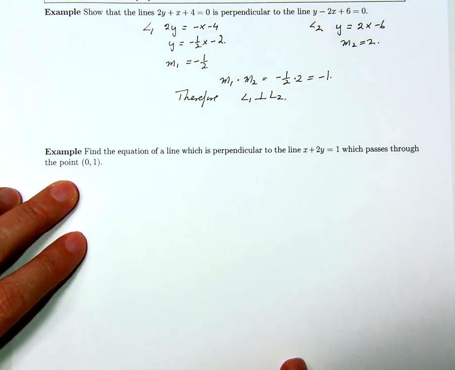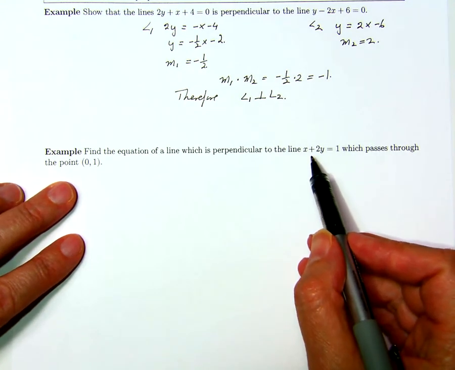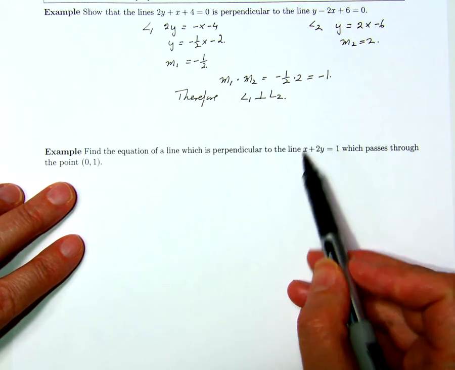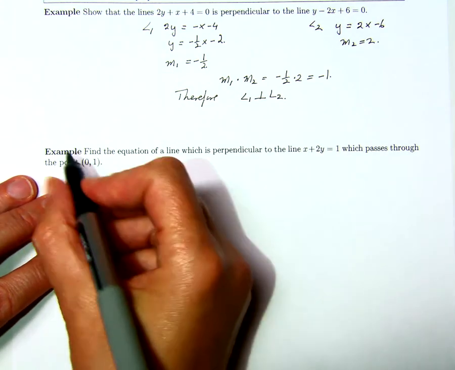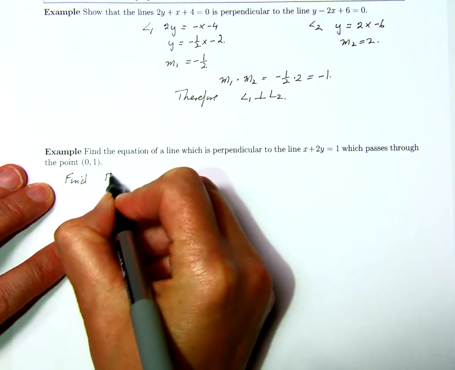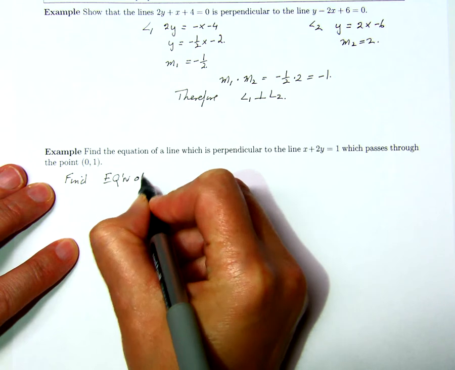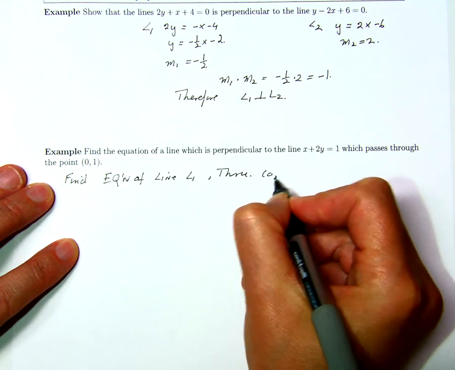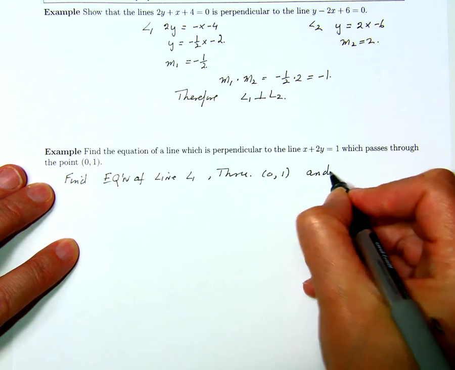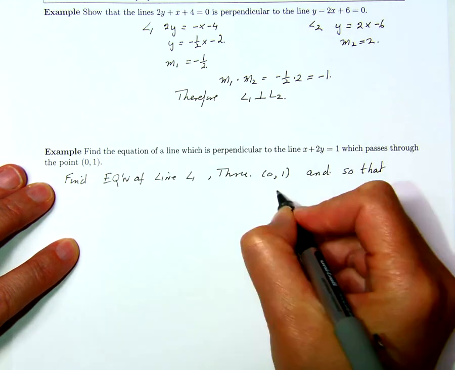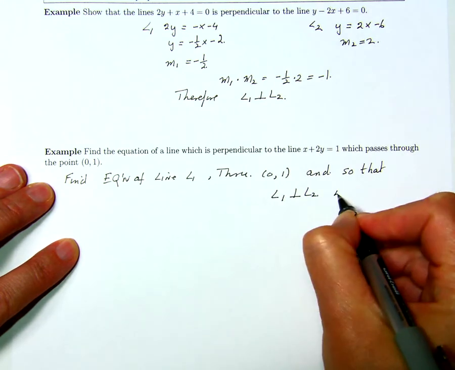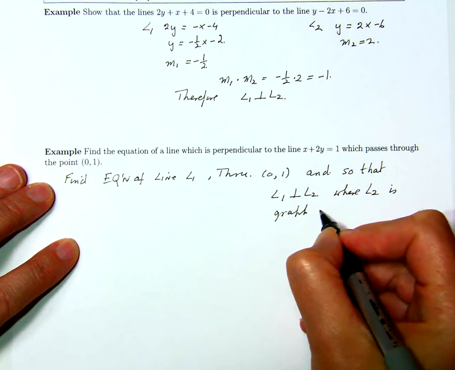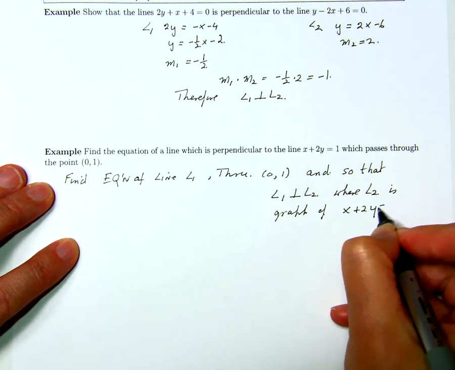Given a point on a line, and the equation of a line which is perpendicular to it, then I can figure out the equation of the line in question, because I can find its slope from the slope of the perpendicular line. So here I need to find the equation of a line, I'm going to call it L1, which runs through (0, 1), and so that L1 is perpendicular to L2, where L2 is the graph of x plus 2y equals 1.